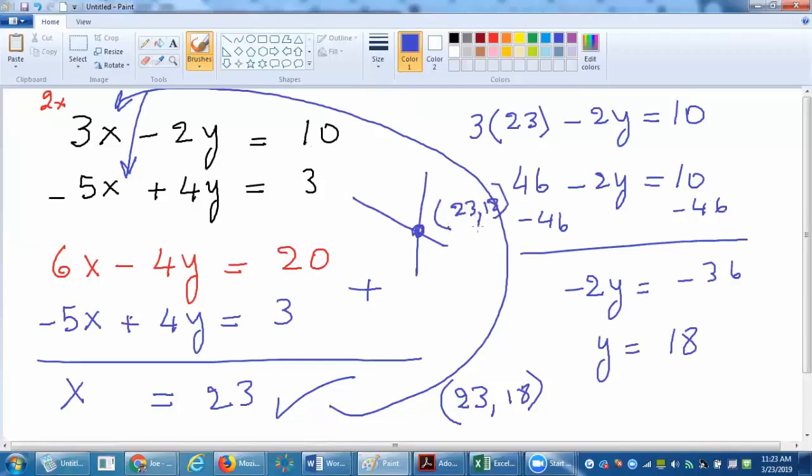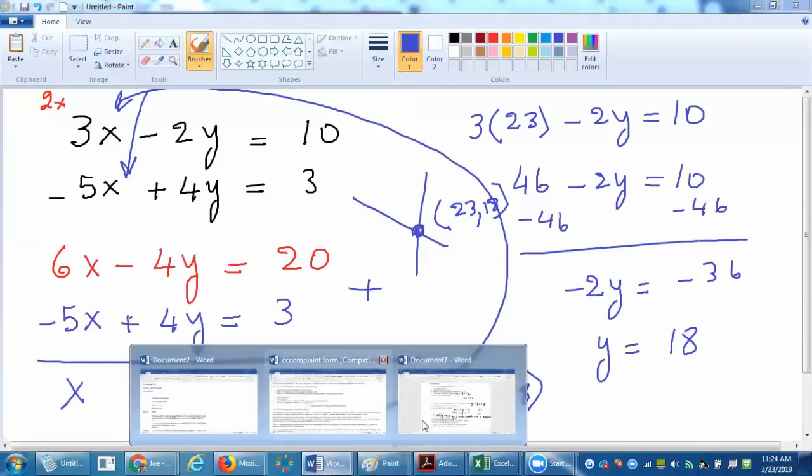That's what we mean by solving the system of equations. They could be parallel with no solution. They could be overlapping with infinite solutions, or they could be intersecting with one point as the solution. So that's how we figure out the system of linear equations.